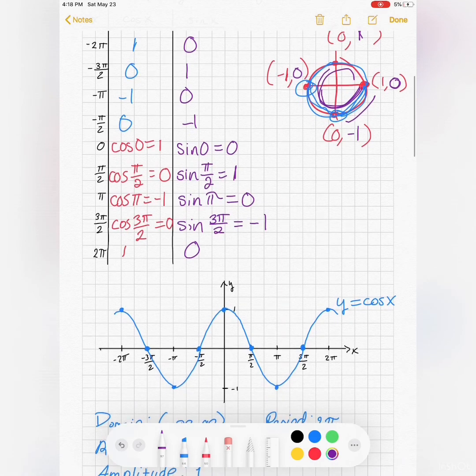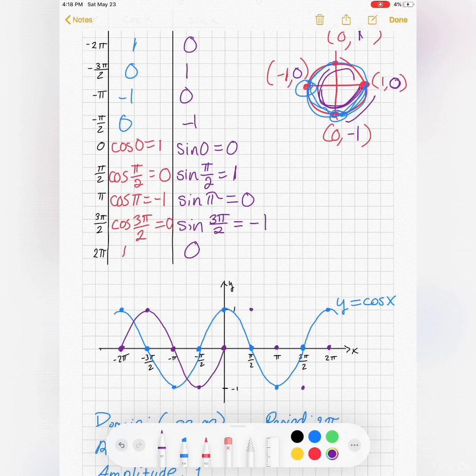So let me plot these points. Negative 2 pi, 0; negative 3 pi halves, 1; negative pi, 0; negative pi halves, negative 1; 0, 0; pi halves, 1; pi, 0; 3 pi halves, negative 1; and 2 pi, 0. So here's my sine wave.